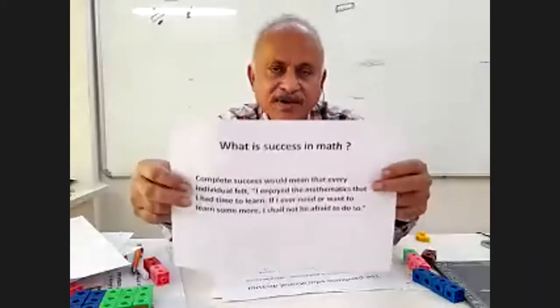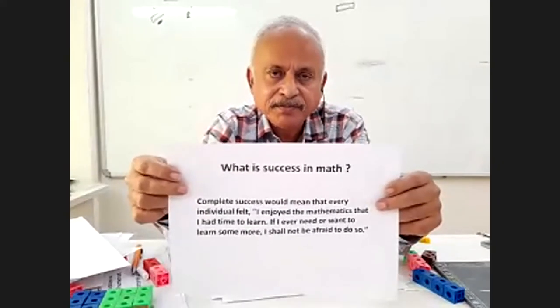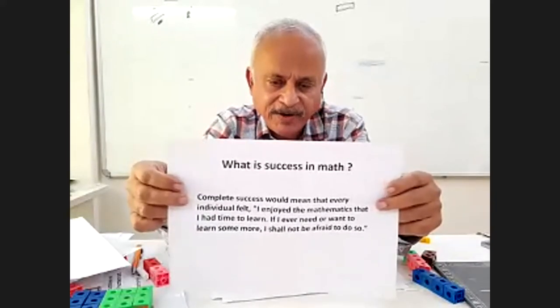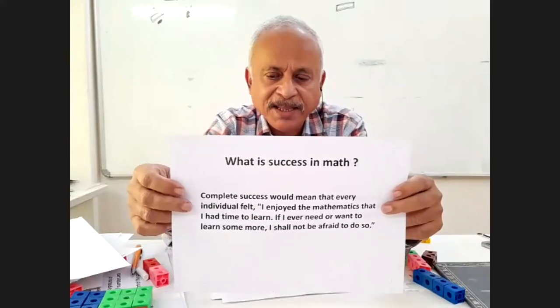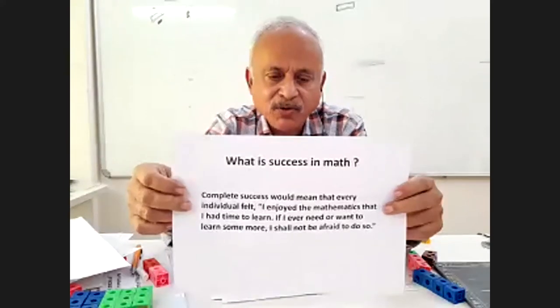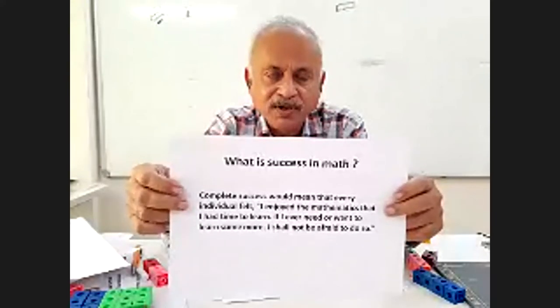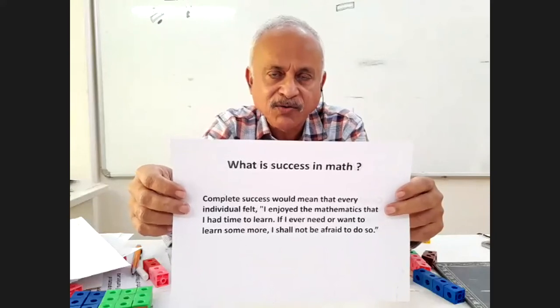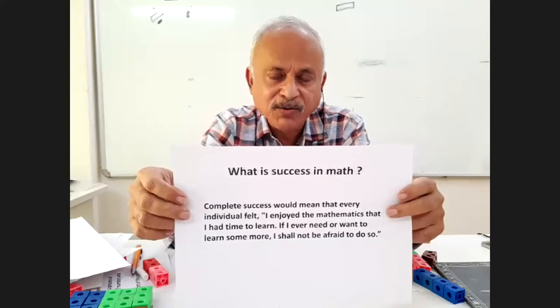This is Sawyer's definition of success in mathematics. Complete success would mean that every individual felt, I enjoyed the mathematics that I had time to learn. If I ever need or want to learn some more, I shall not be afraid to do so.